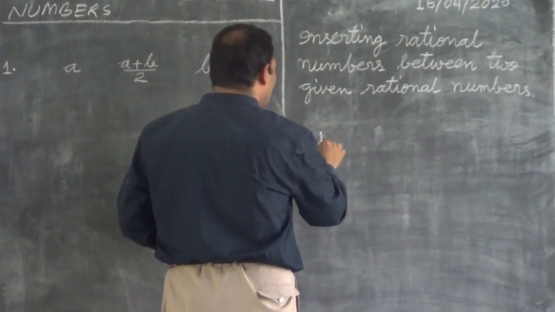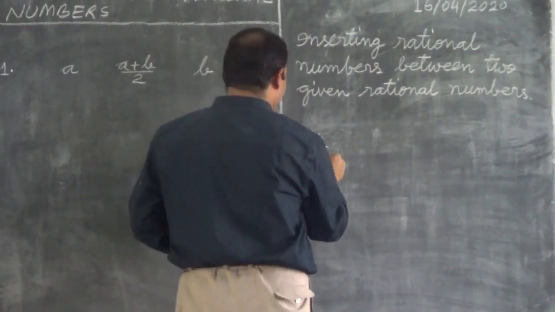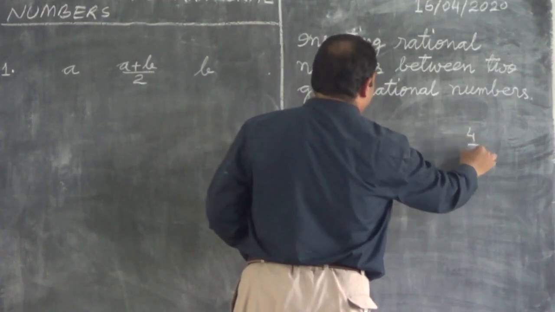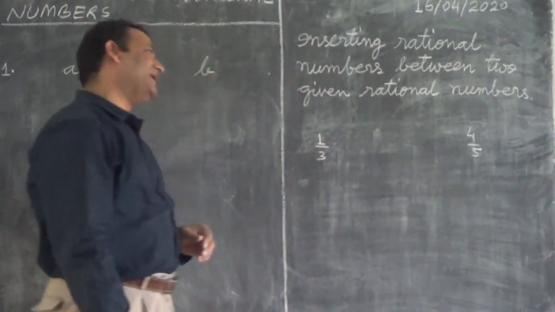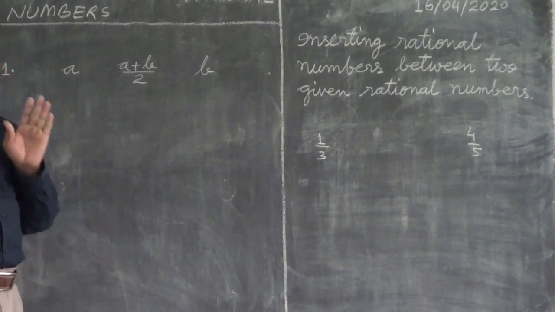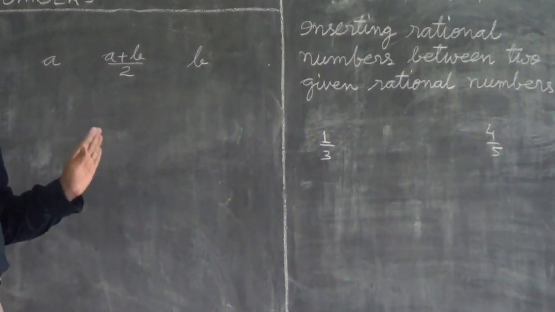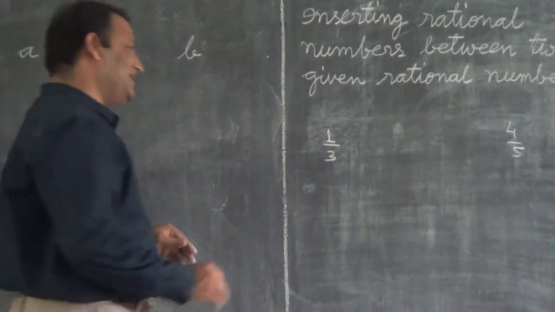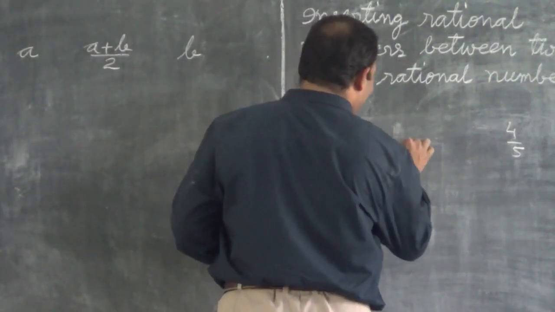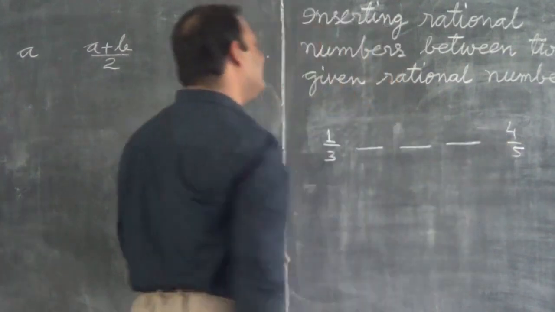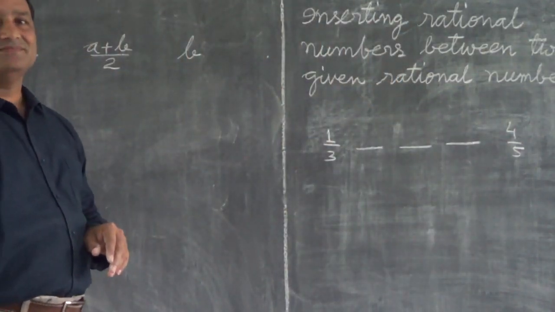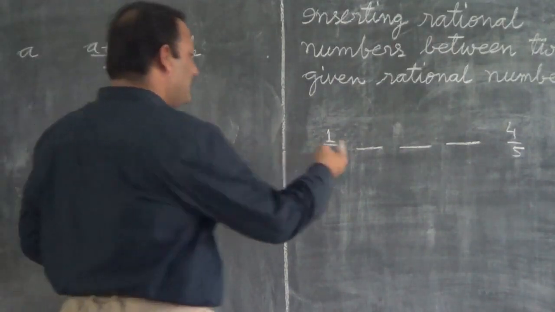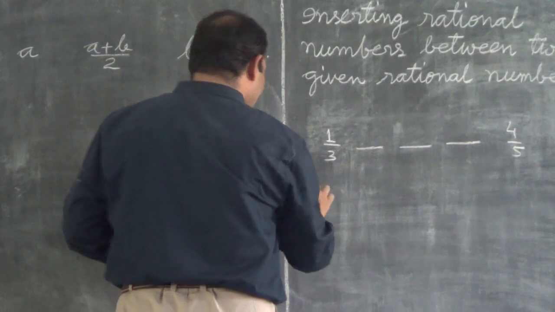Like 1 by 3 and 4 by 5. The question is saying find 3 rational numbers between them, or insert 3 rational numbers between them. My suggestion is to put 3 blanks here. This is a suggestion.